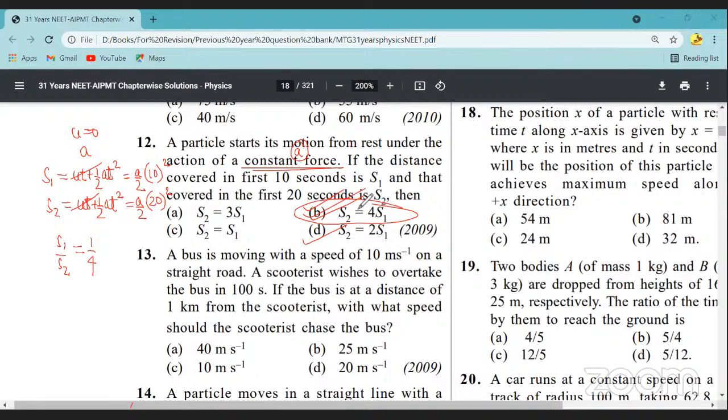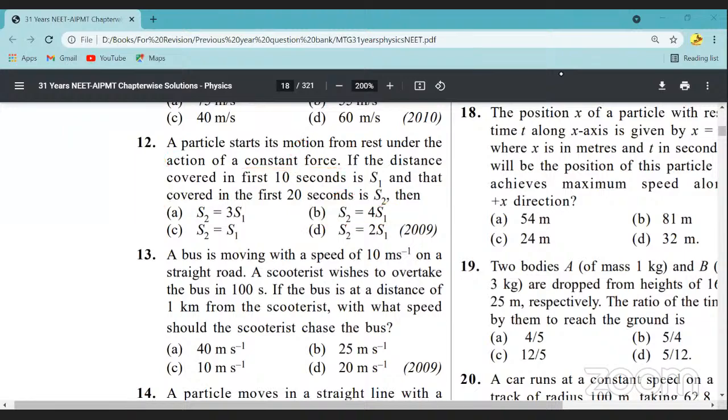Sir, B. So Abhijit is telling B. What about others? Sir, D. Sir, B. D. Okay, Abhijit is telling D.